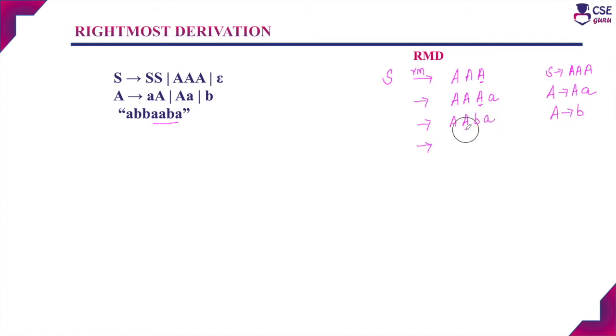Next, choose the rightmost non-terminal and we need to get a, so we apply the production rule A derives a. Next, choose the rightmost non-terminal and apply the production rule, and we need to get a, so again A derives AA. Next, there are two non-terminals. Choose the rightmost non-terminal, and from the last we need to get b, so A derives b.